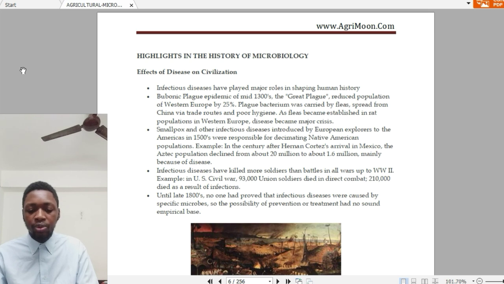Infectious diseases have killed more soldiers than battles in all wars up to World War II. Until the late 1800s, no one had proved that infectious diseases were caused by specific microbes, so the possibility of prevention or treatment had no sound empirical base.